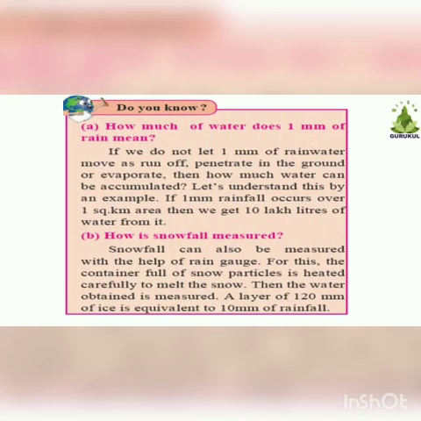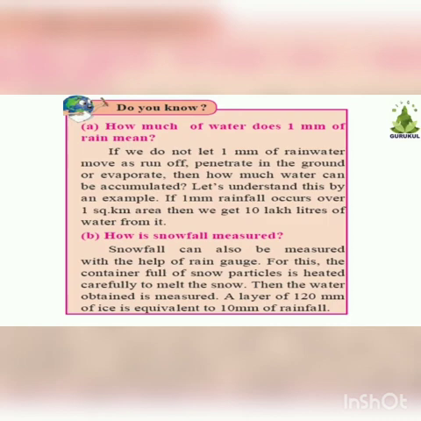So, children, let's have some more information. How much water does 1 millimeter of rain mean? If we do not let 1 millimeter of rainwater move as runoff, penetrate the ground or evaporate, then how much water can be accumulated? Let's understand this by one small example. If 1 millimeter rainfall occurs over 1 square kilometer area, then we get 10 lakh liters of water from it. So this was about how much water 1 millimeter of rain means.